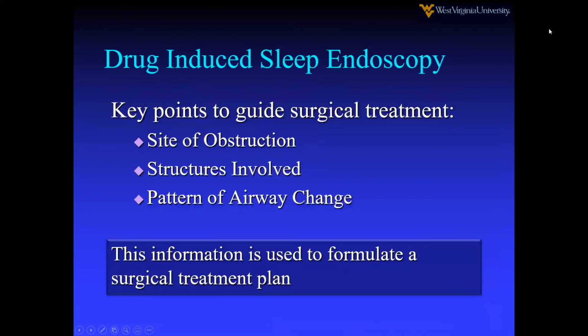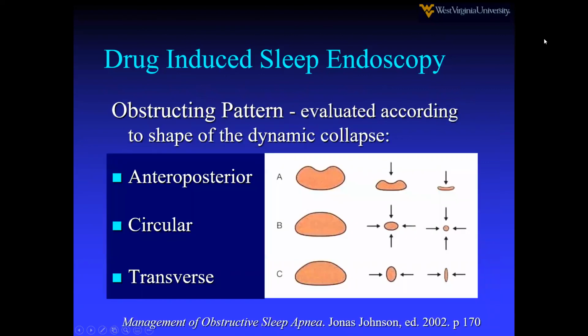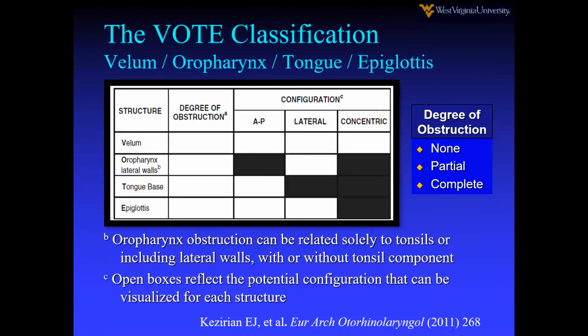So key points to guide surgical treatment: identify the site of obstruction and the structures involved, and then again the pattern of airway change: anterior, posterior, lateral, medial, circumferential, because you use these things to formulate a surgical plan. We've talked about this. And then the VOTE classification, what Eric Kezirian came up with about 10 years ago. I personally have not used this.